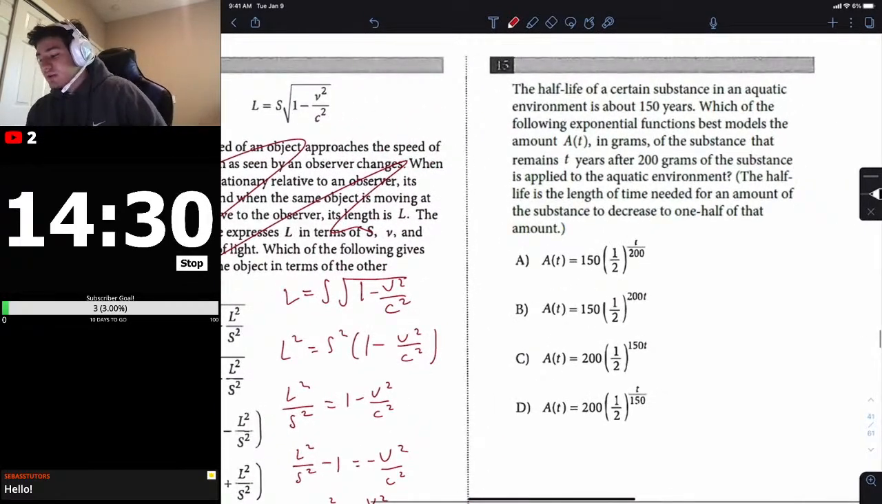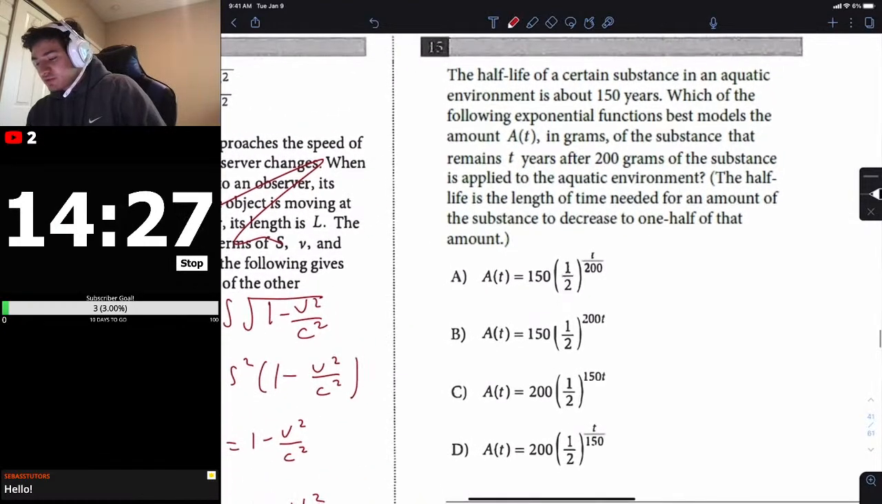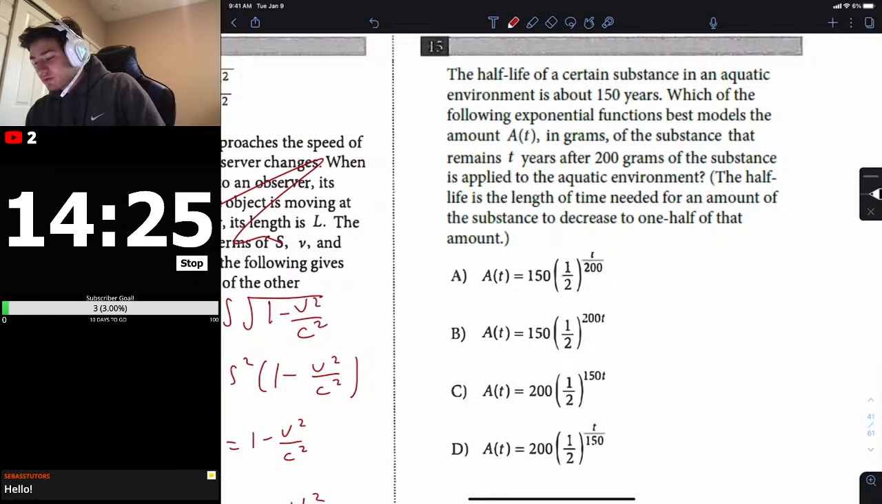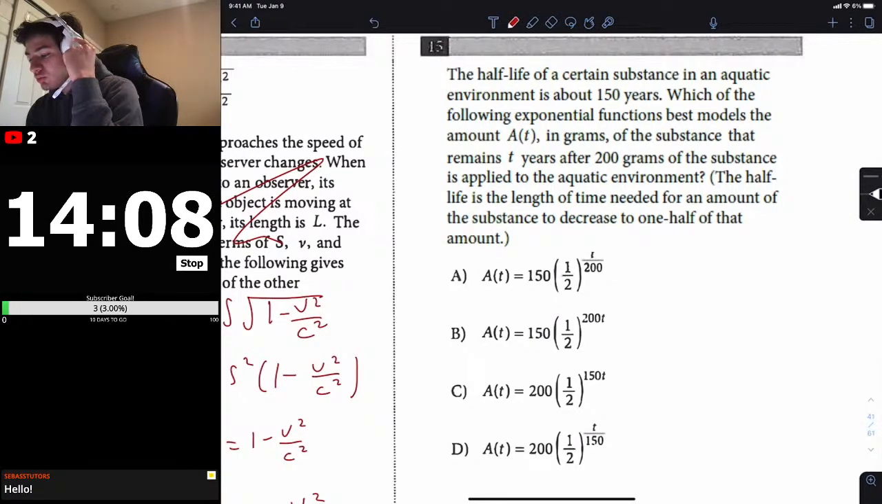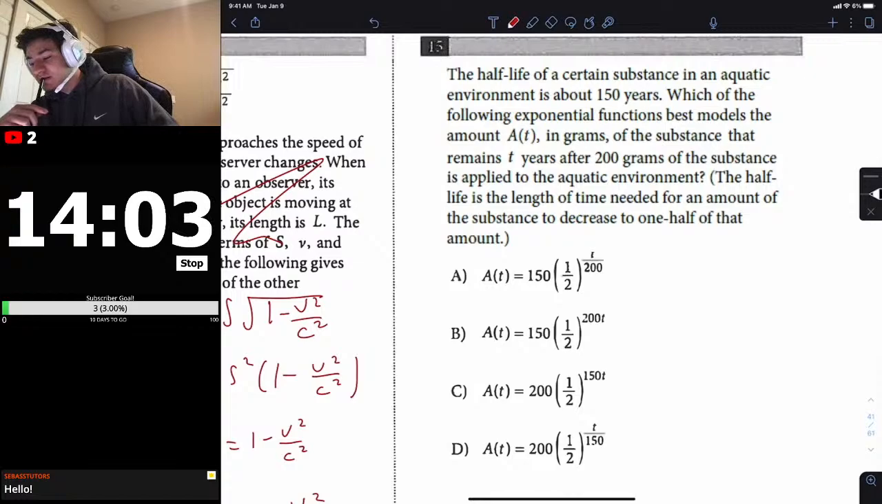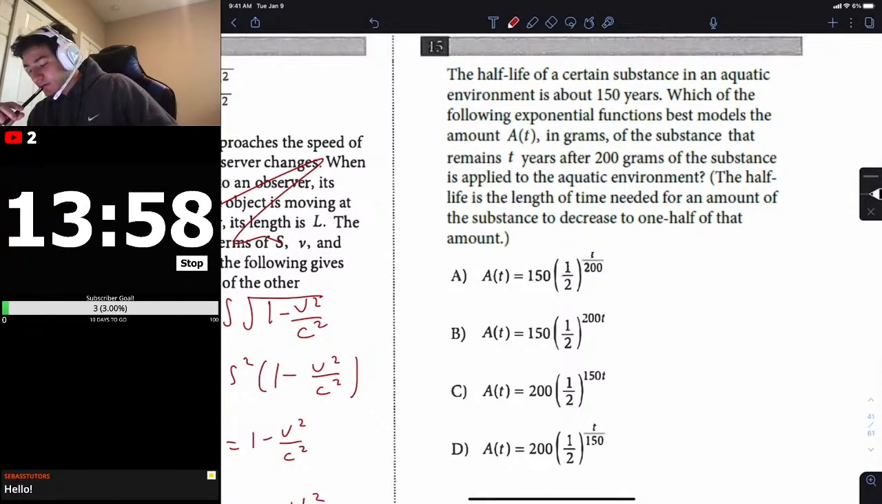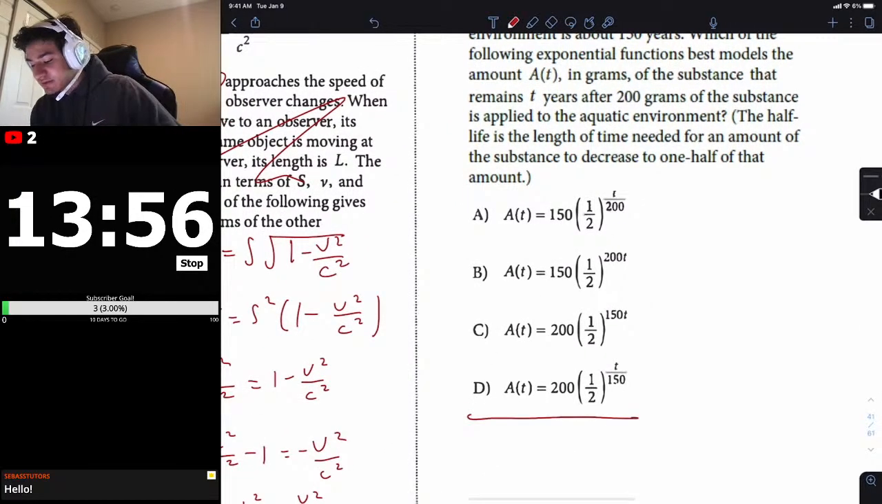The half-life of a certain substance in an aquatic environment is about 150 years. Which of the following exponential functions best models the amount of substance that remains T years after 200 grams of the substance is applied to the aquatic environment? Okay. The half-life is the length of time for the amount to decrease to 1/2 of that amount. Interesting. So I think our answer is going to be this one right here, D, and I'll tell you why.